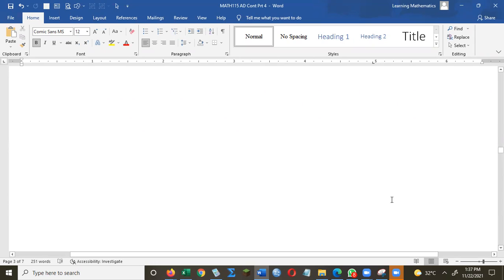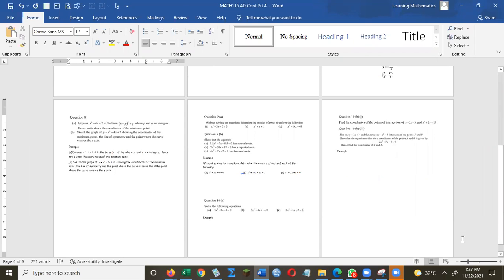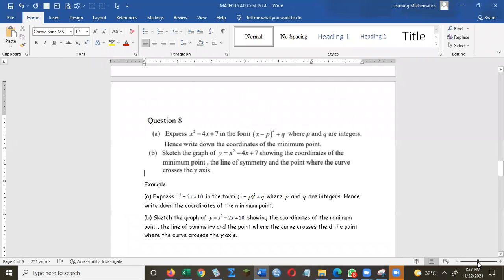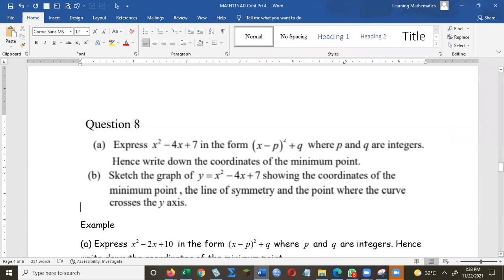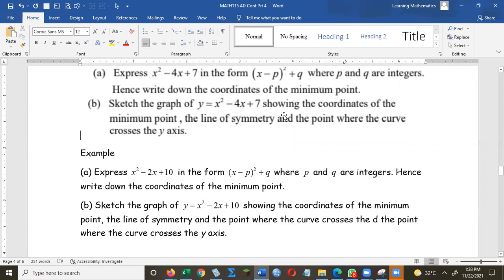Let's move on to number 8. It says: express x squared minus 4x in the form x minus p all squared plus q. P and q are integers. Hence, write down the coordinates of the minimum point. Sketch the graph, showing the coordinates of the minimum point, the line of symmetry, and where the curve crosses the y-axis. Where the curve crosses the y-axis will be the y-intercept.